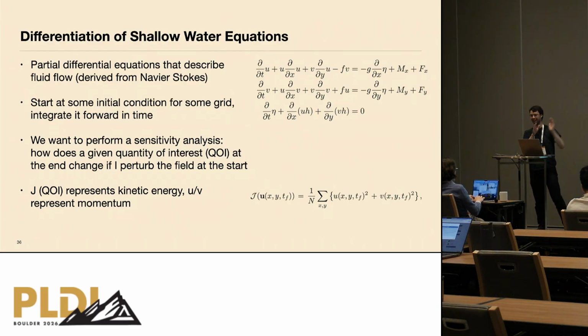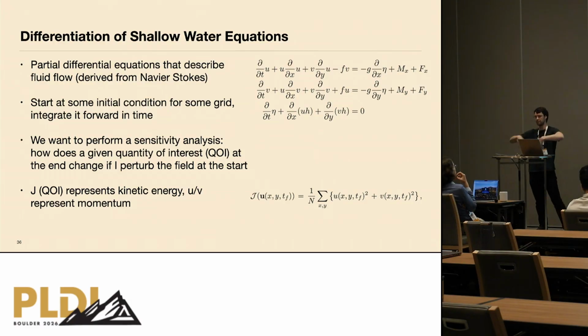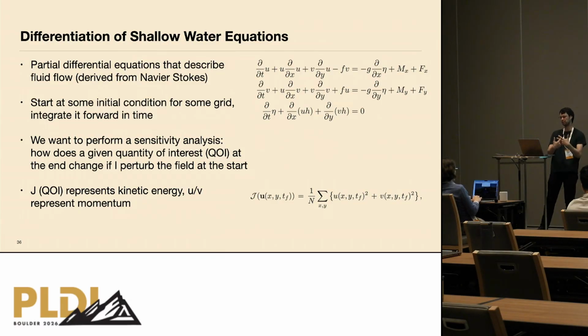So here we go ahead, and we want to go solve some interesting problems. So here we have what's referred to as the shallow water equations. Effectively, it's a partial differential equation that describes basically Navier-Stokes. You start at some initial condition, you iterate forwards in time, and you time evolve it. And specifically here, we want to perform a sensitivity analysis. So how does some quantity change if I perturb the field? That particular quantity here represents kinetic energy based off of the individual momentums.